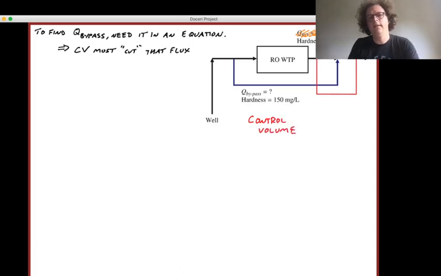So we need to think through how exactly are we going to set up a system of equations to achieve what we're trying to do here. And so to that end, I'm going to go ahead and use this control volume drawn in red. I've selected it because it has that bypass flow coming into it, and it's also got a lot of information that we know.